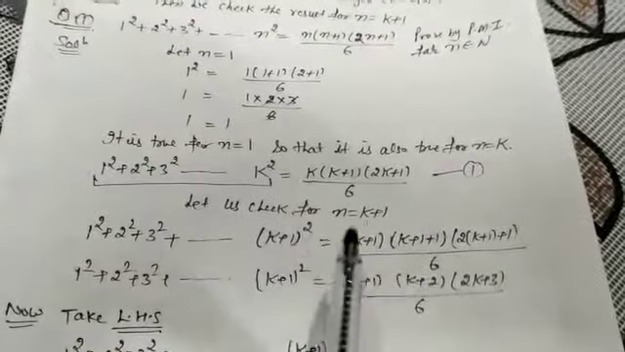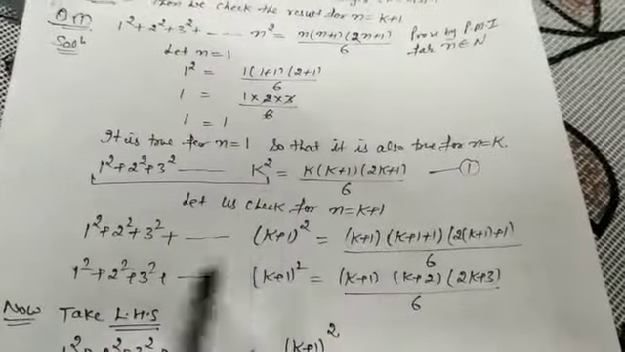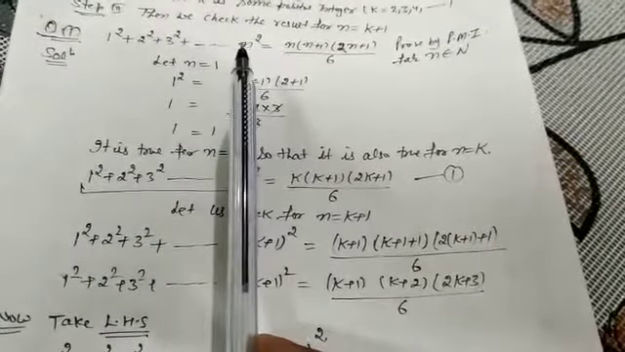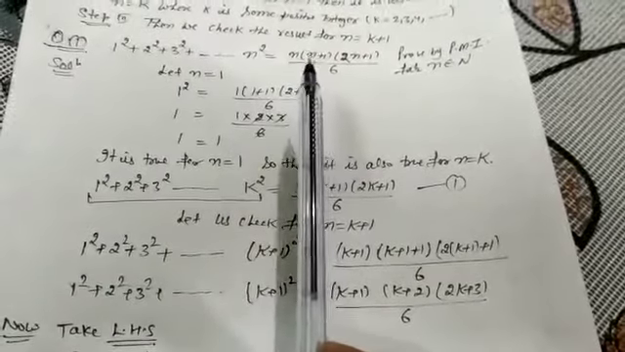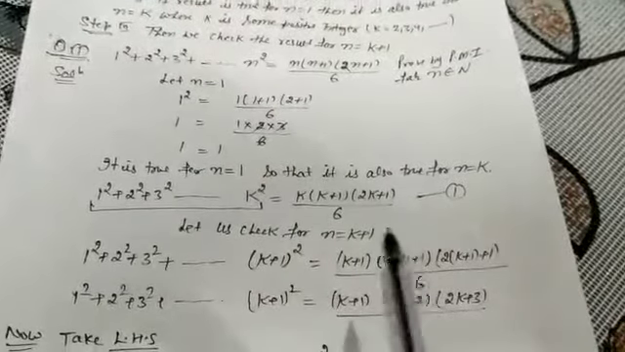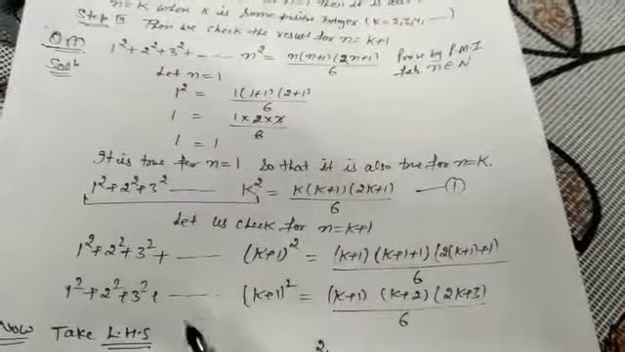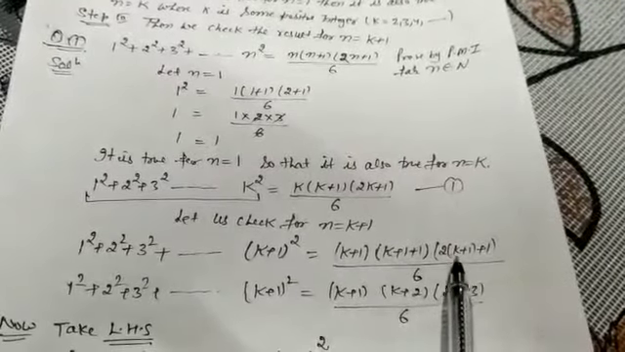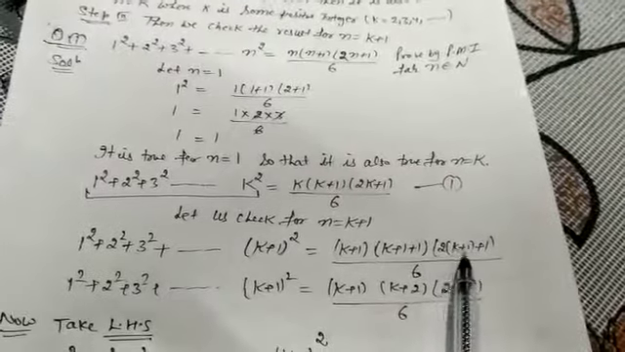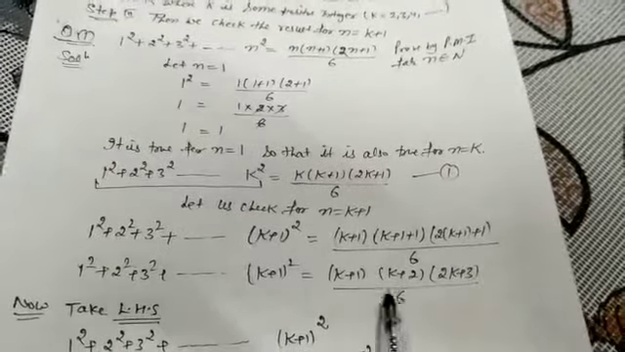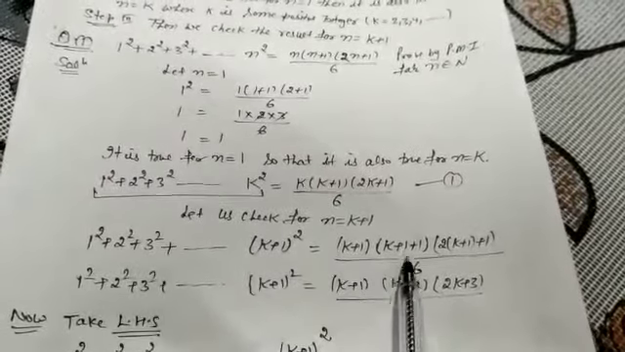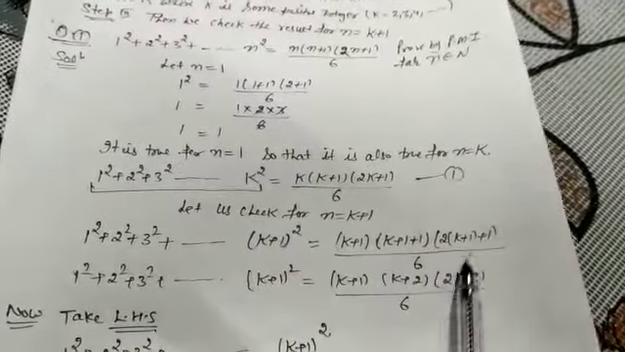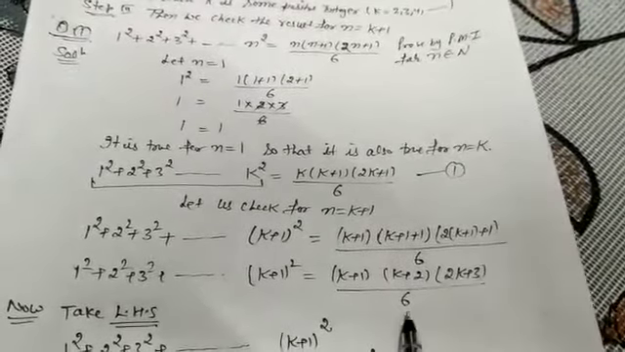Now let us check for n is equals to k plus 1. This is a quite important step. In place of n we substitute k plus 1: k plus 1, k plus 1, k plus 1. And remember here, whenever a number is given to you in multiplication, then please keep the statement in bracket, 2 into k plus 1. It is an important step. Now after simplification we get here k plus 1, we get here k plus 2, we get here 2k plus 2 plus 1, that will become 2k plus 3 upon 6.